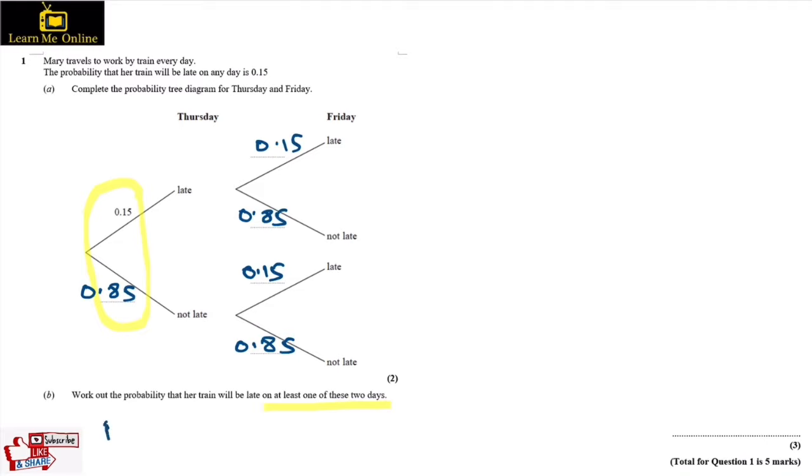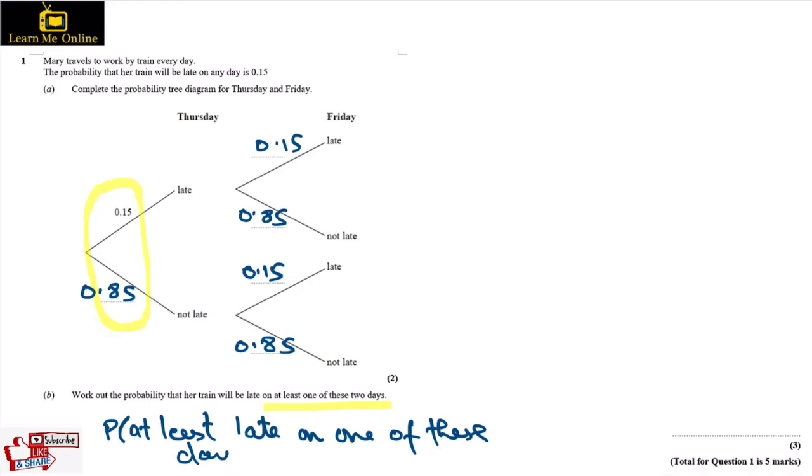So we are finding out the probability of being late on at least one of these days. The keyword over here is at least. It means that we are looking for when it's late on at least 1 day or 2 days.